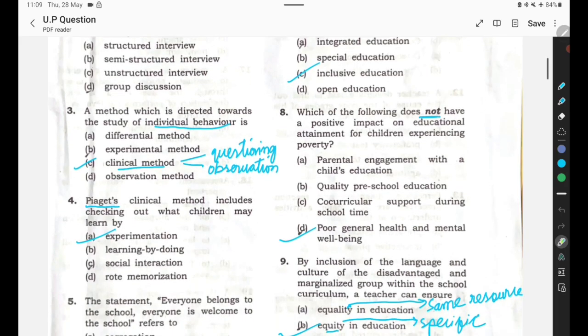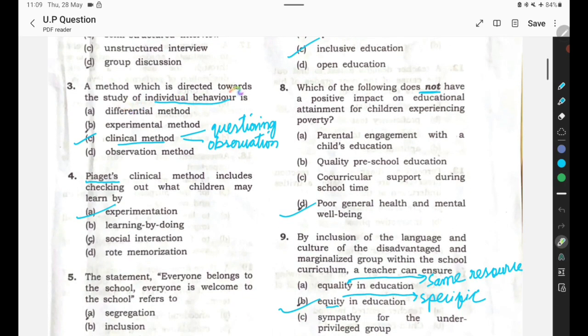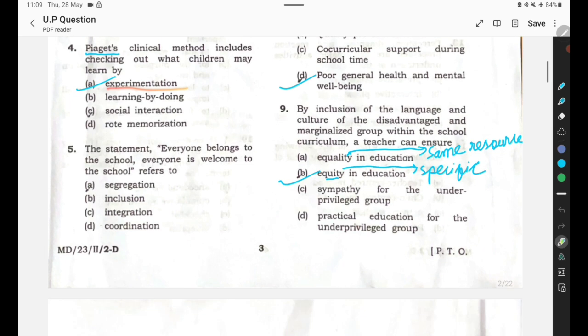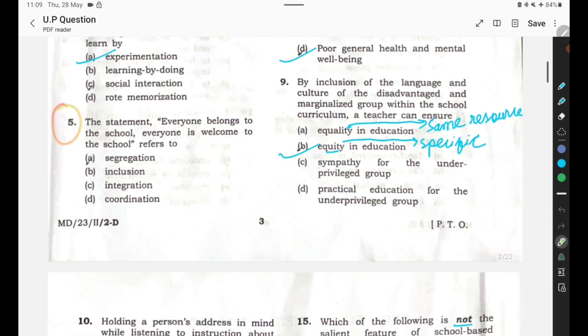Question number three, a method which is directed towards the study of individual behavior is the clinical method. Because to study the individual behavior you need to observe him or question him. So that method is called a clinical method. Question number four, Piaget's clinical method includes checking out that children may learn by experimentation. Question number five, also an easy one.